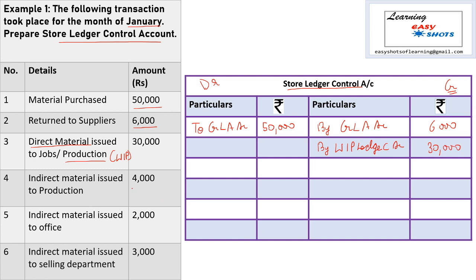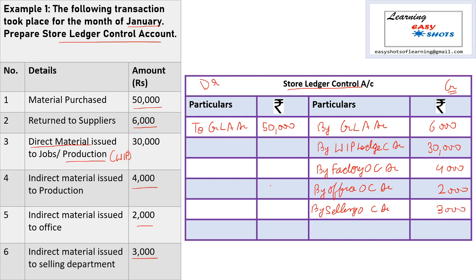Now in the next transaction, indirect material is issued to production, and in case of indirect material issued to factory, we debit factory overhead control account. In case of indirect material issued to office, we debit office overhead control account amounted to 2,000, and when indirect material is issued to selling department, we debit selling overhead control account amounted to 3,000.